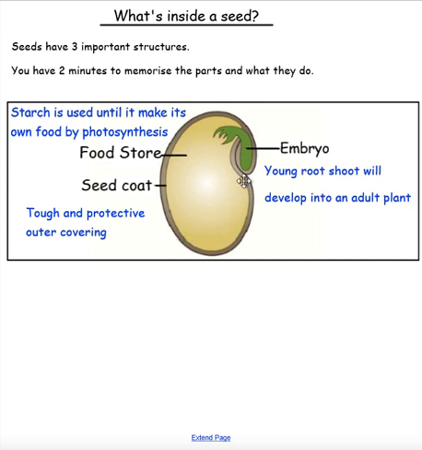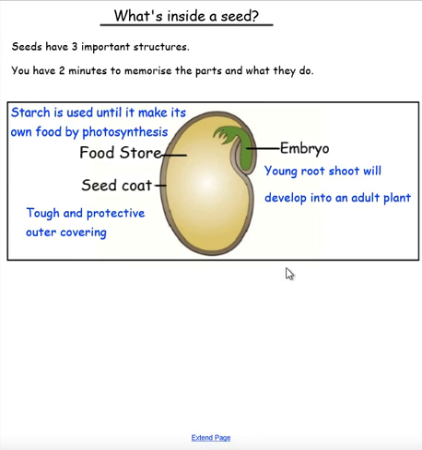Okay, so we've got an outer layer, an inside part, and then we've got the green shoot that we can imagine as going to grow up through the ground. So have a look at these labels, pause the video, see if you can remember those three parts. So we've got a food store which contains starch. This is what the seed is going to use until it can start to produce its own food using photosynthesis.